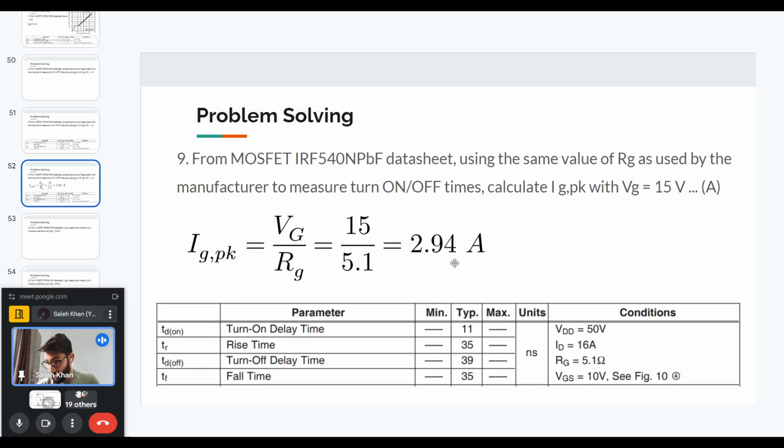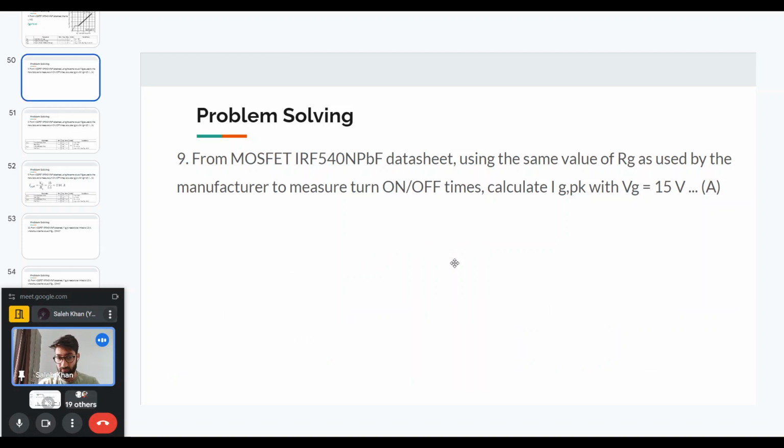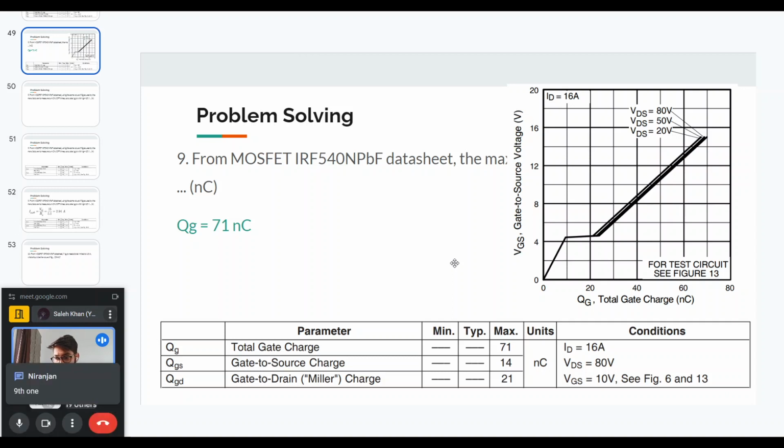Someone is asking to explain the previous question. So which one? The one that was before this, the gate charge one? Okay.